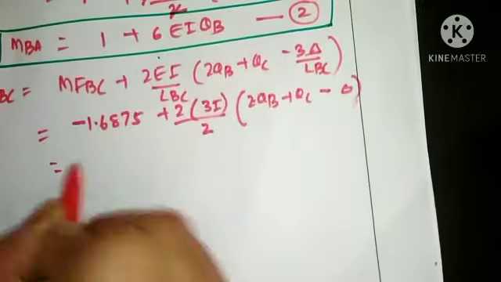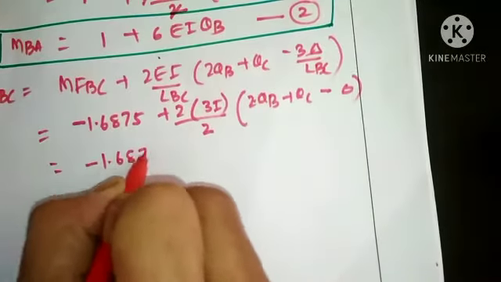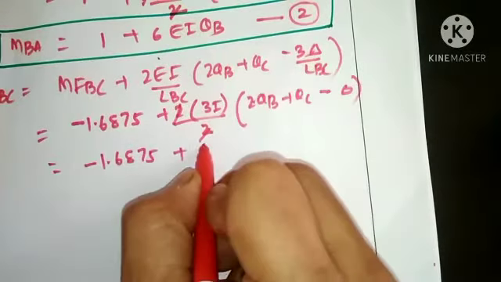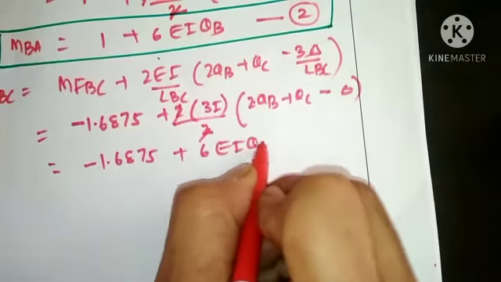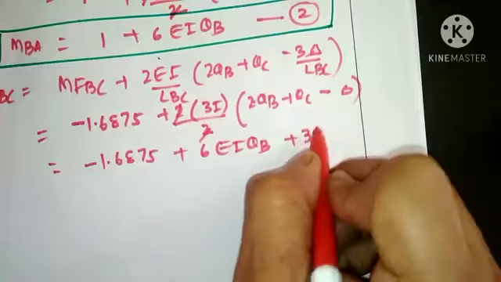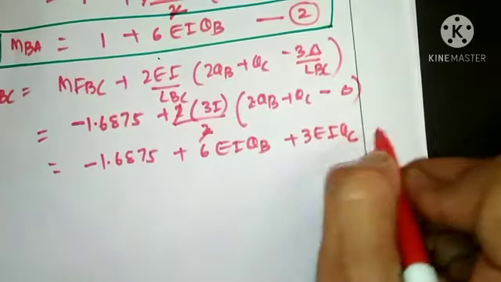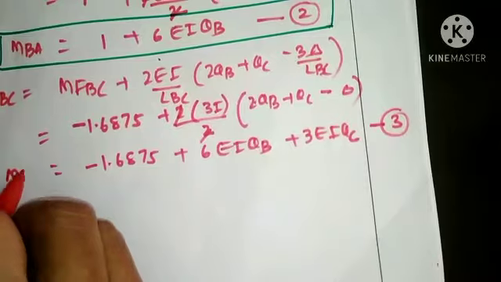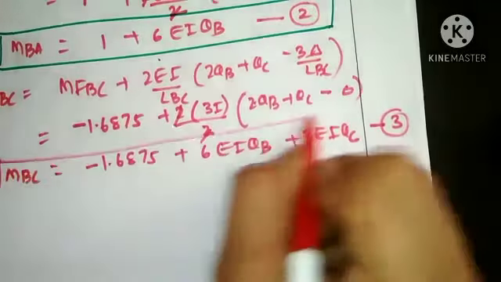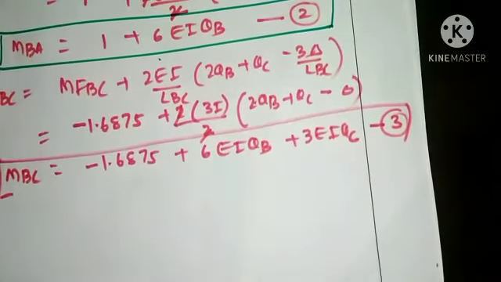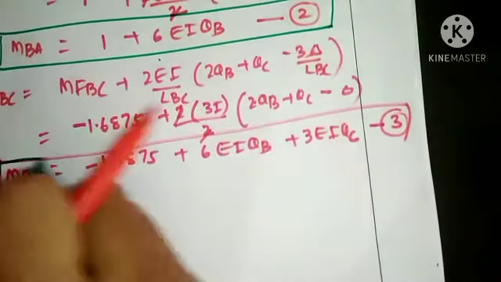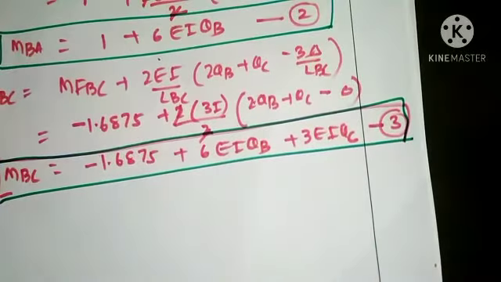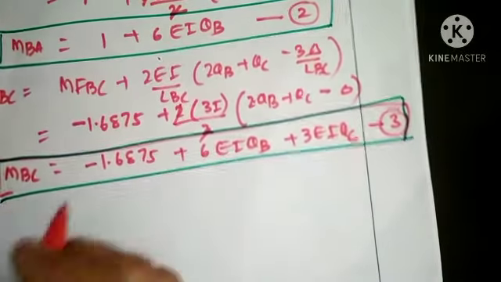So reframing this equation, minus 1.6875, plus 2 gets cancelled. So this will be 6EI theta b plus 3EI theta c. So this is equation number 3, what is called MBC. Note down this particular equation and put it in the form of a bracket, so that it will be helpful to find the final moment and also in the substitution of the equilibrium equation.